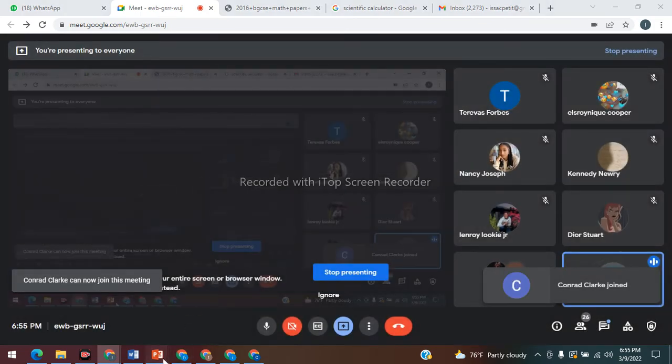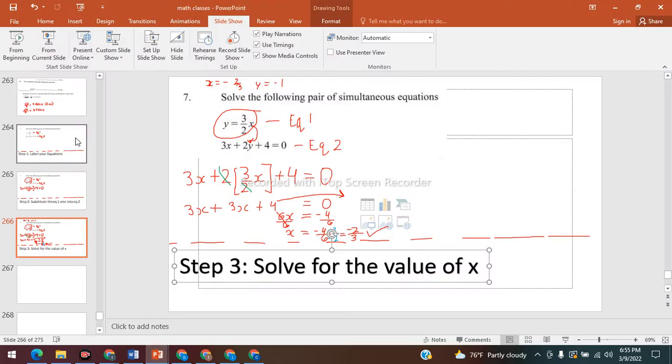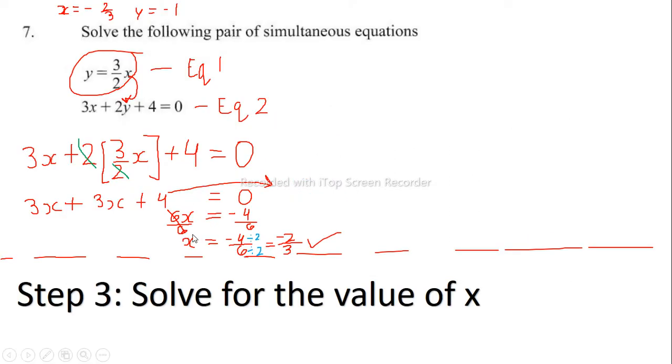So we are able to solve for x. Any questions on this? Please let me know. Don't be shy. No, sir.